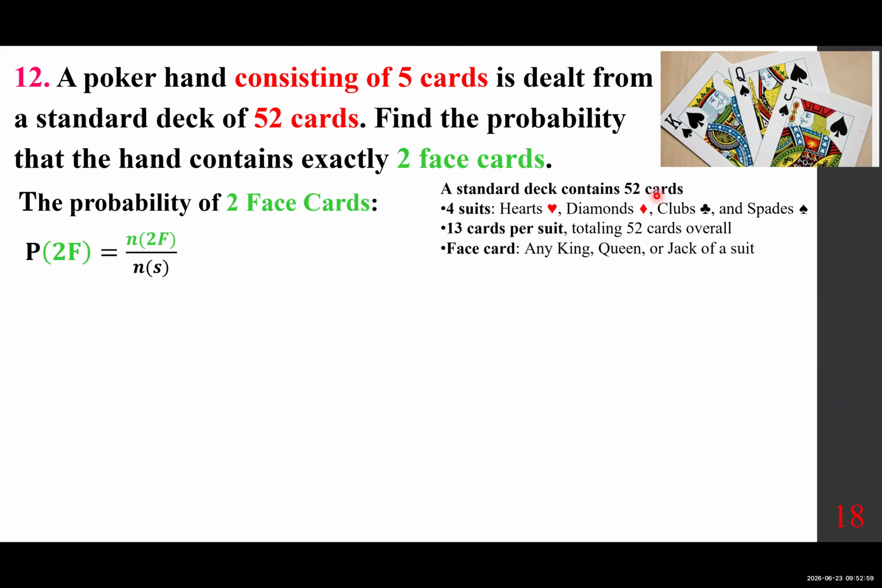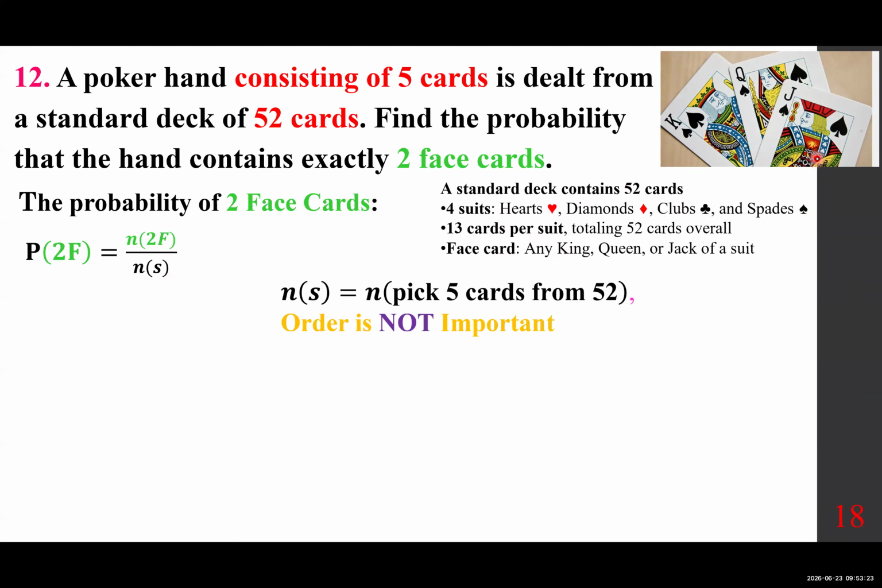A standard deck contains 52 cards, 4 suits, hearts, diamonds, clubs, and spades, 13 cards per suit, totaling 52 cards overall. A face card would be any king, queen, or jack. So N of S: pick 5 cards from 52. Order is not important. Combination of 52 choose 5, 52 factorial over 5 factorial times 52 minus 5 factorial. So the denominator is very straightforward: 52 pick 5, order is not important, it's a combination.